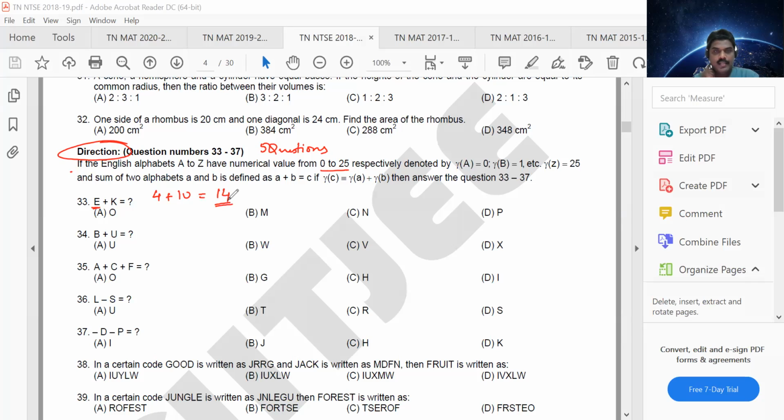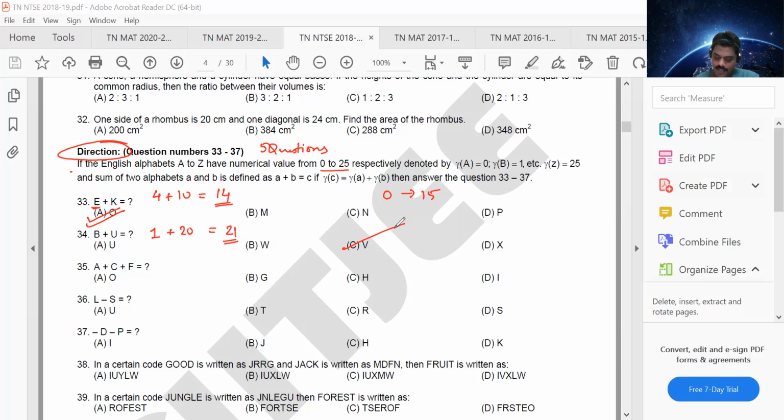Now, generally, the value of O would be 15, but as each alphabet is being reduced by 1, the answer would be O. Next, coming to B plus U, normally B is 2, but because you are reducing, it is 1. U is 21, but reduced by 1, so 20. So your value is 21. Normally V is 22, so 22 minus 1, that is V here now.